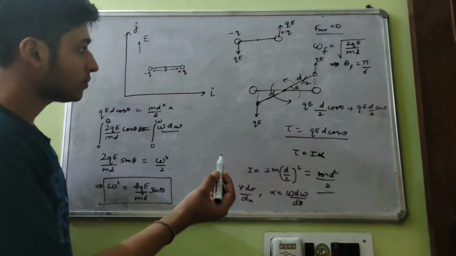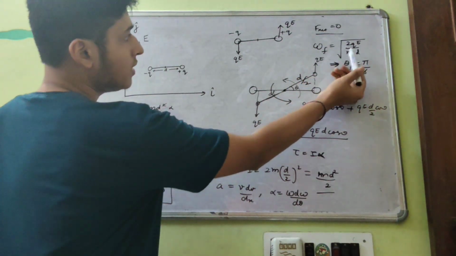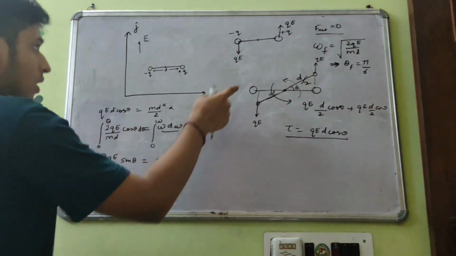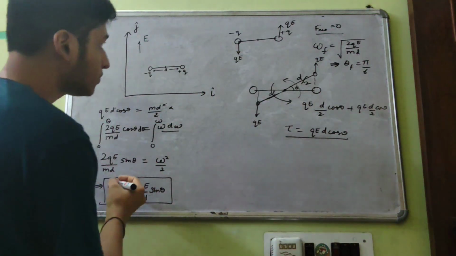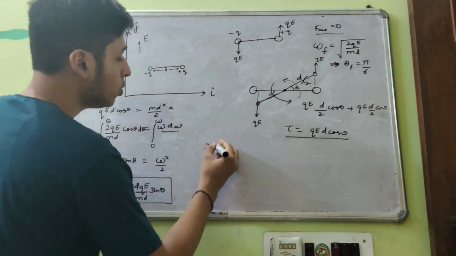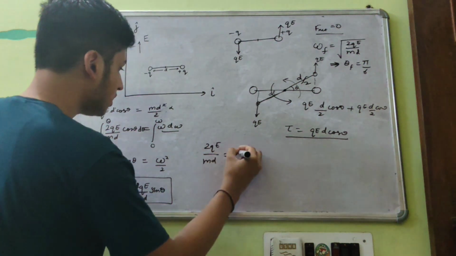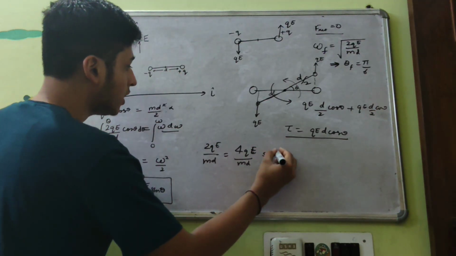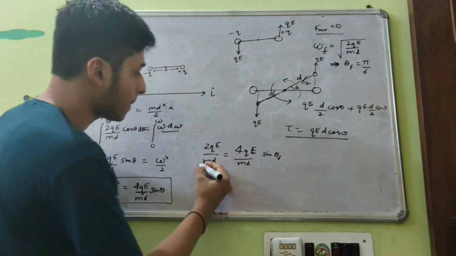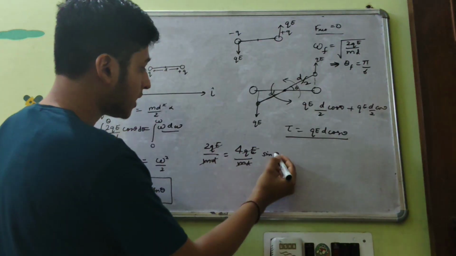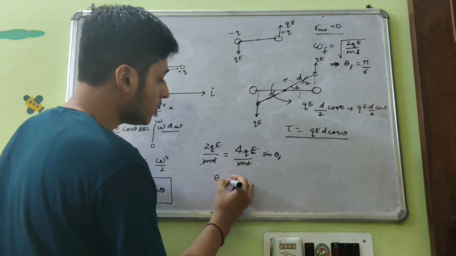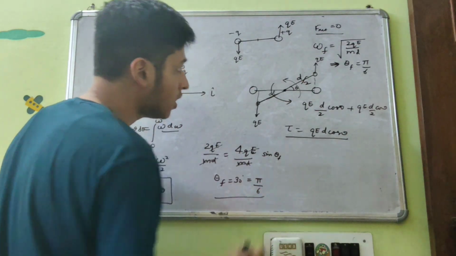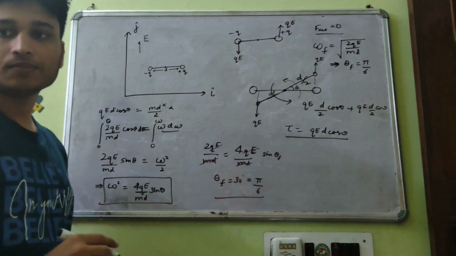In the option B, it is said that if omega f is this, then theta f is this. Substituting this omega f here, omega square will be 2 QE by md equals 4 QE by md sin theta f, the final angle. So sin theta f is half, theta f is sin inverse half, that is 30 degree or pi by 6 radians. So option B is correct.